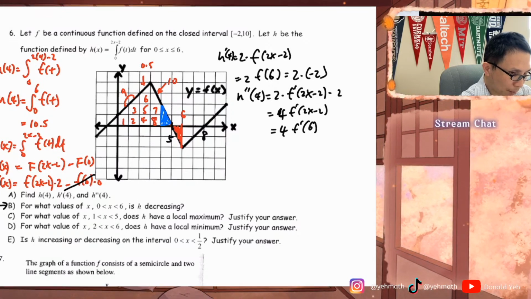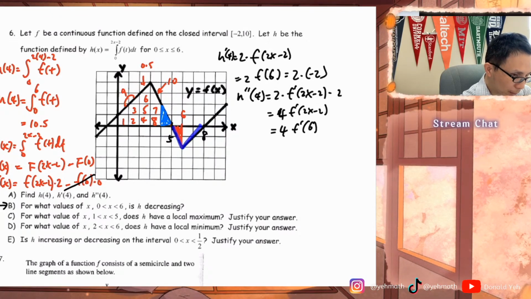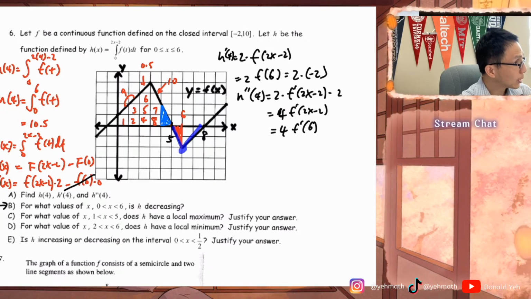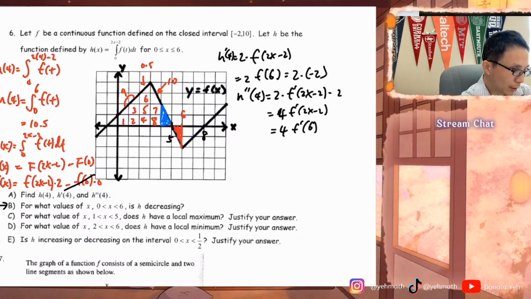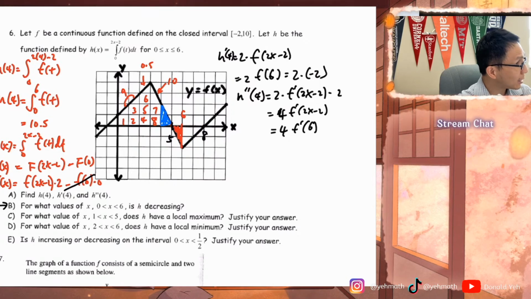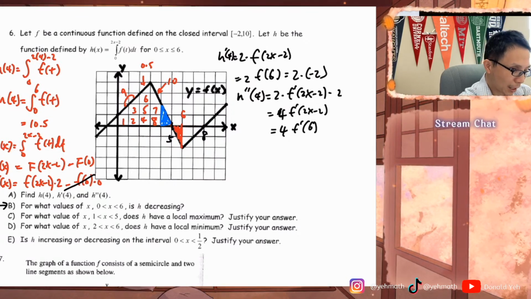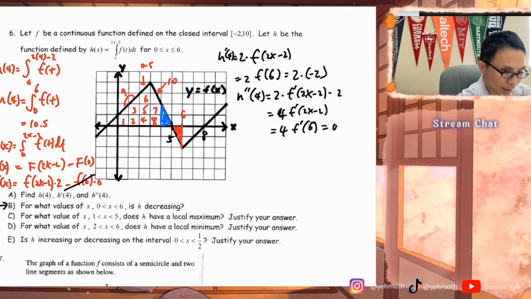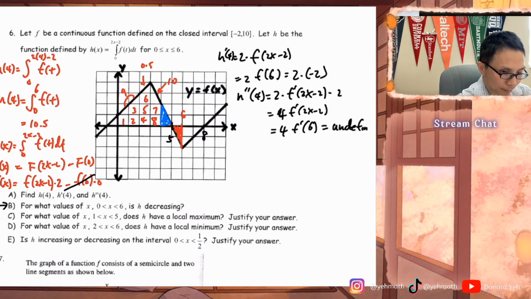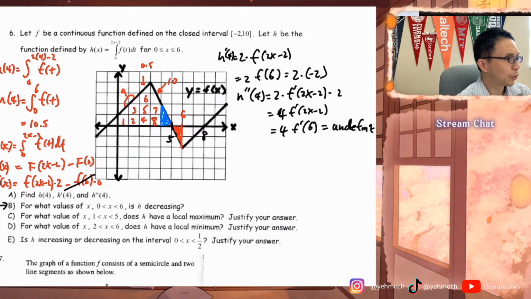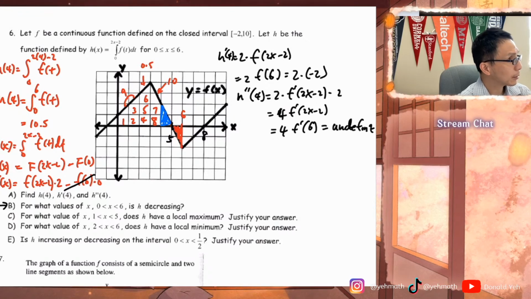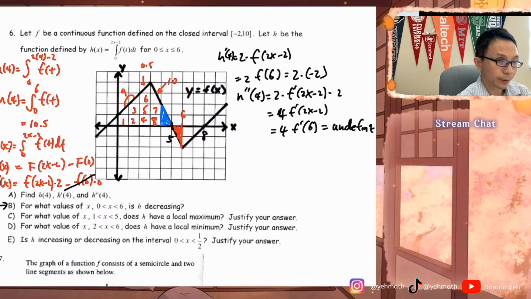Now the problem is that for f prime of 6, there was a sharp turn. This is a turning point. It's a sharp turn, so therefore the derivative is not specifically defined at that particular case. So that's undefined. Does that make sense? Really, really hard 3 points. Really, really, really hard.